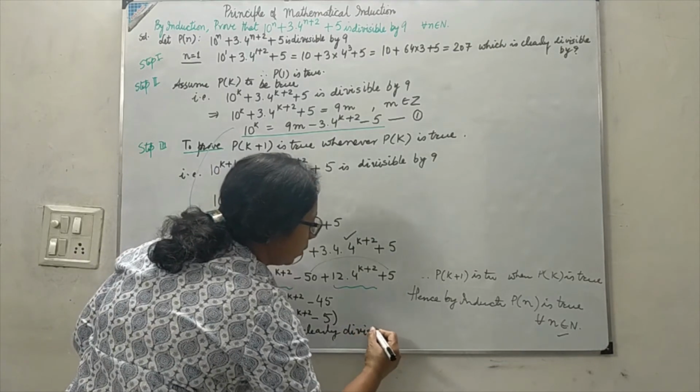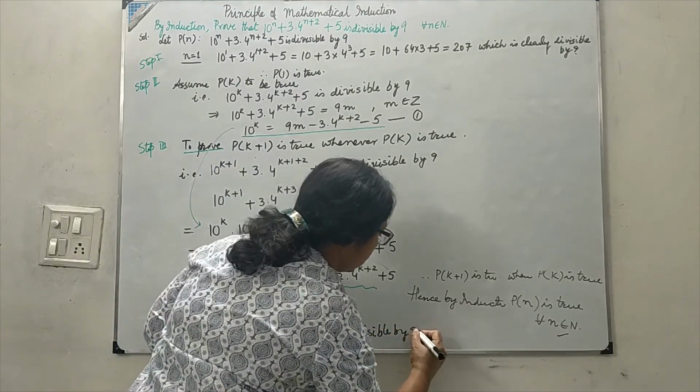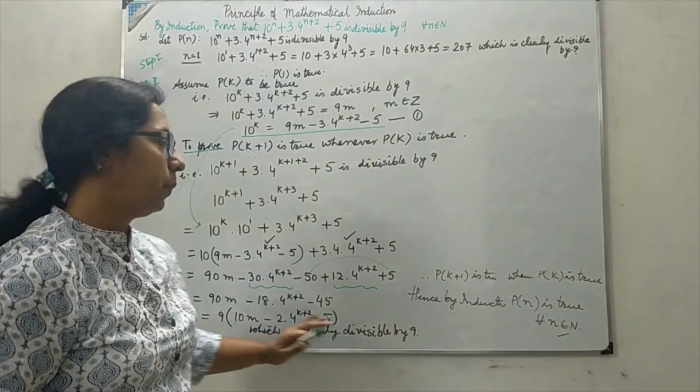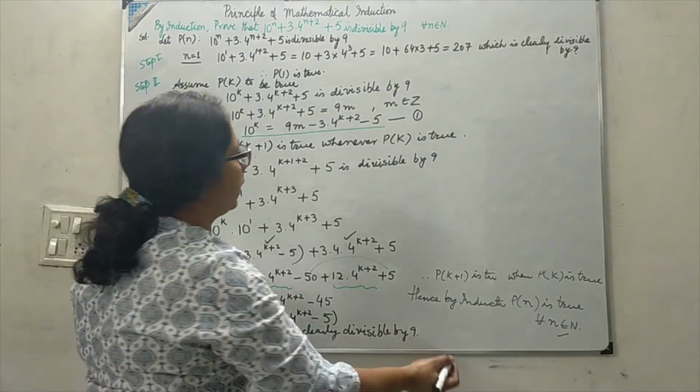So we have Pk+1 is true whenever Pk is true, and hence by induction Pn is true for every natural number n.